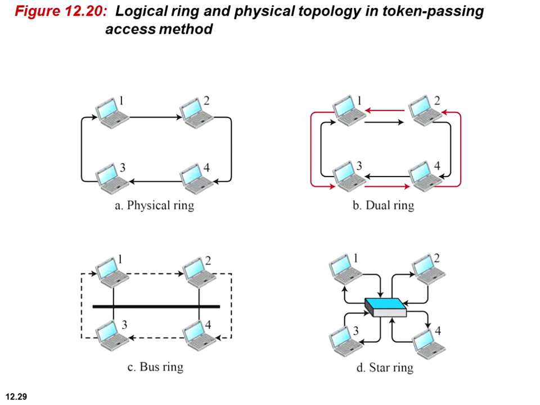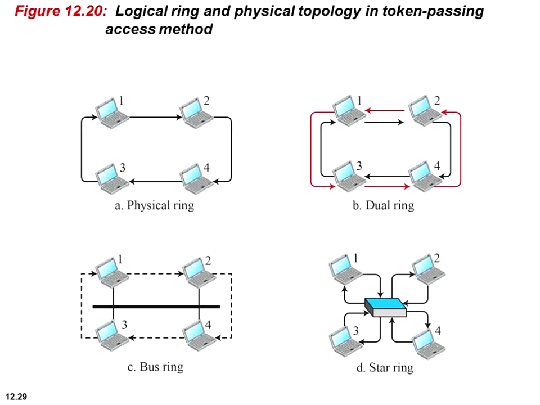In the physical ring topology, when a station sends the token to its successor, the token cannot be seen by other stations. The successor is the next one in line. So this means that the token does not have to have the address of the next successor. Now the problem with this topology is that if one of the links, the medium between two adjacent stations, fails, the whole system fails.